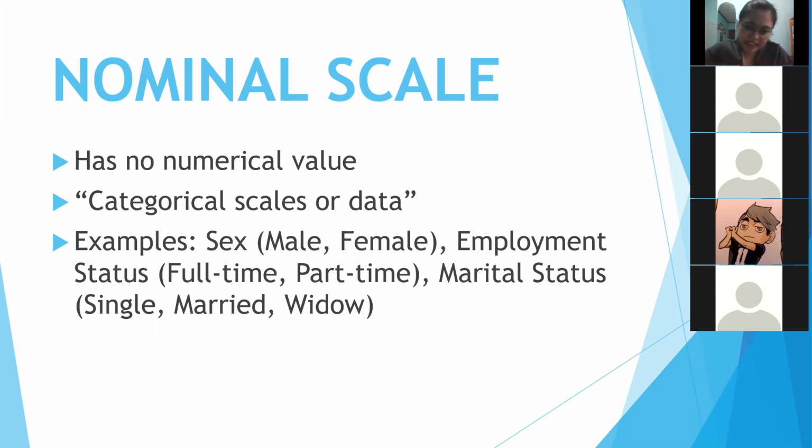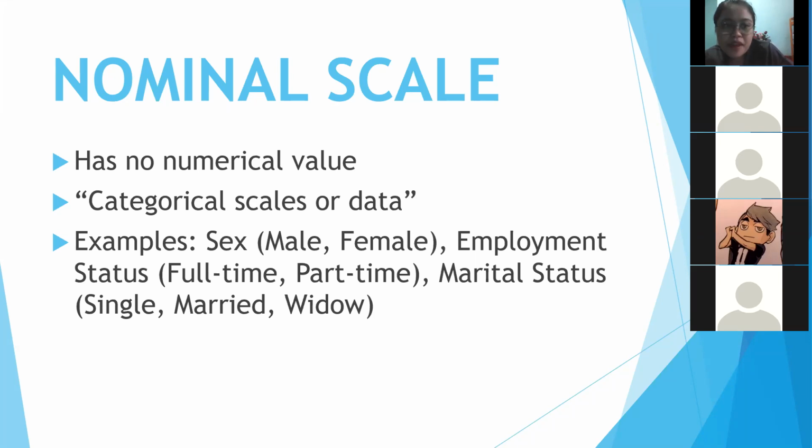Pag ang statistician mangutana unsa klase imuhang data type, you will call it nominal if it has no numerical value, but we can categorize them. Thus, it is also called categorical scales or categorical data. So sa example ani, like the sex, male and female. Sa statistics, wala na siya yung number. Pangutanon ka, unsa imuhang sex, babae ko, wala yung numerical data. That data is called nominal data or nominal scale.